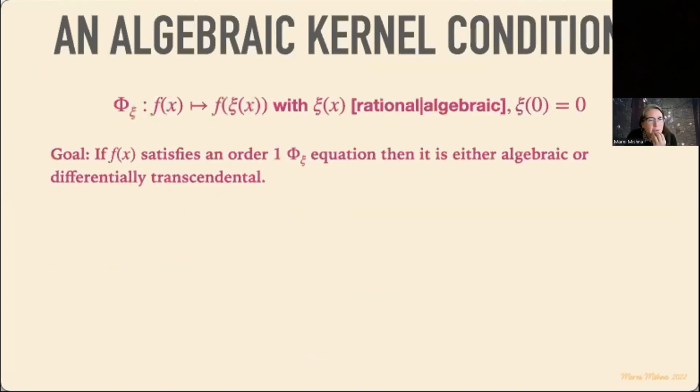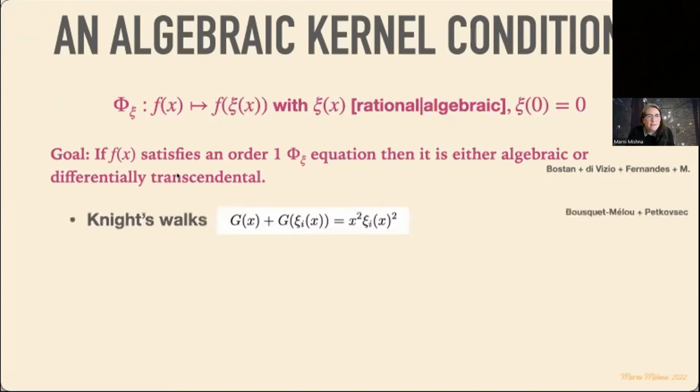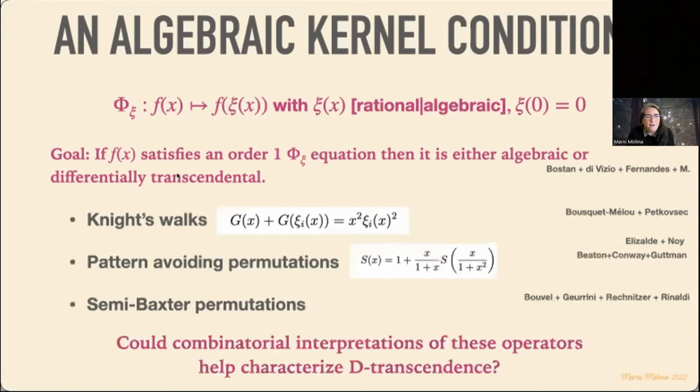I just want to give you some hints of where things are going next. With my colleagues, Lucia Di Vizio, Gwladys Fernandes, and Aline Bostan, we're looking at building a similar version of this, but now we're looking at algebraic transformations instead of just multiplying by Q or having that x over 1 plus x, actually allowing an algebraic transformation to try to understand the conditions of when things are going to become differentially transcendental. If we get that, there's a whole suite of functional equations that we can apply these methods to.